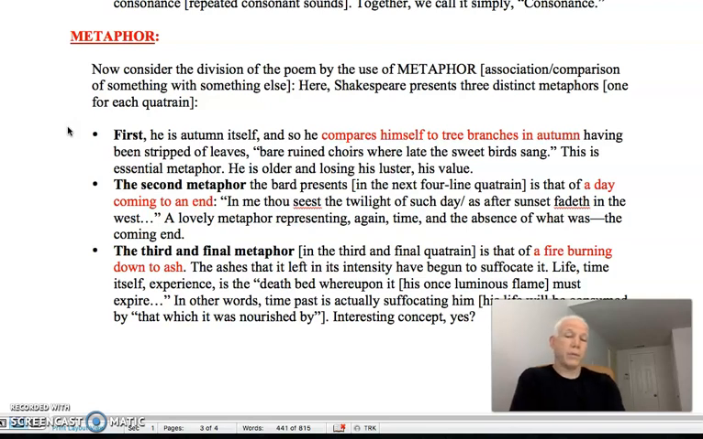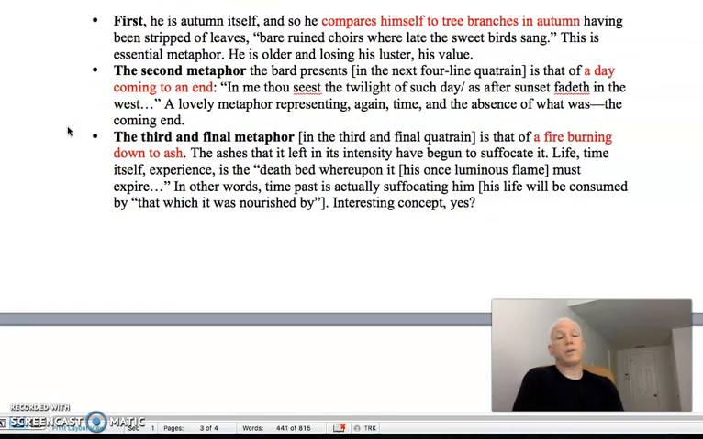The second metaphor the bard presents in the next 4-line quatrain is that of a day coming to an end. In me thou seest the twilight of such day, as after sunset fadeth in the west. A lovely metaphor representing, again, time and the absence of what was, the coming end.